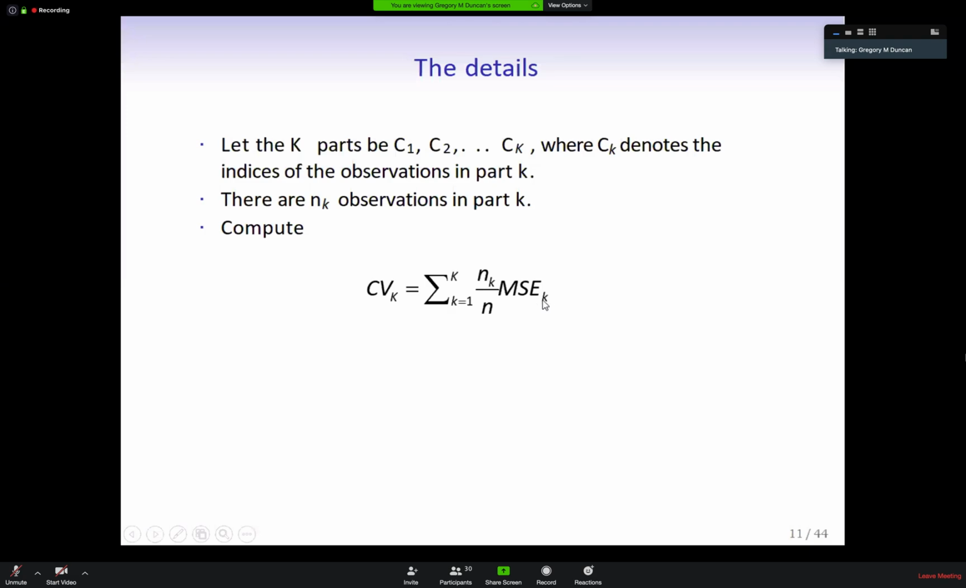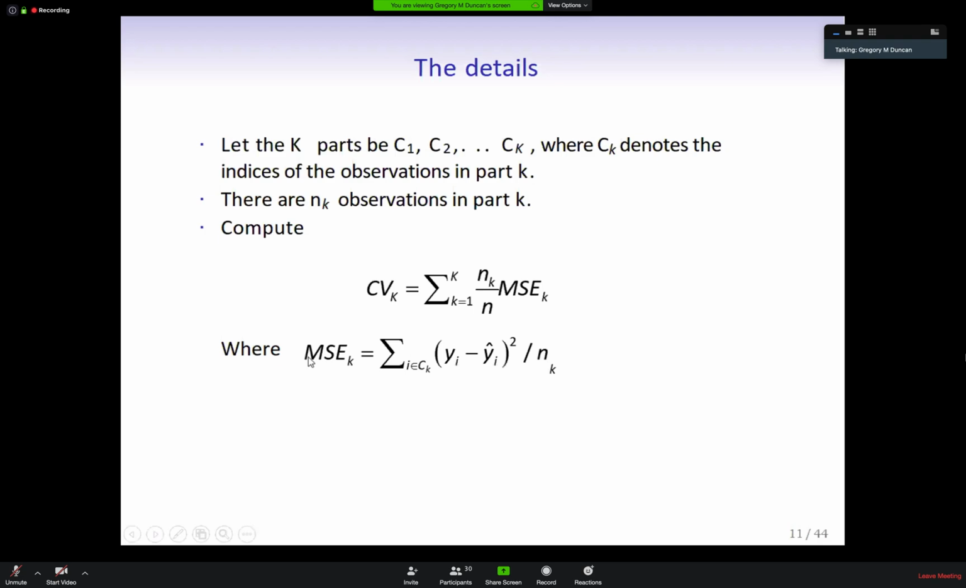Then I weight each MSE by nk over N. Now, in fact, I'll say this in a minute. And then I sum them up. So this is a weighted average of the mean square errors of each of the K models, or each of the K parts.